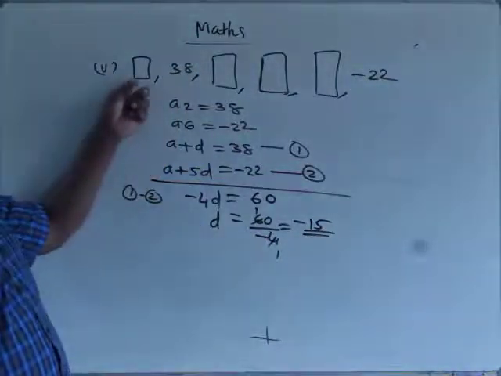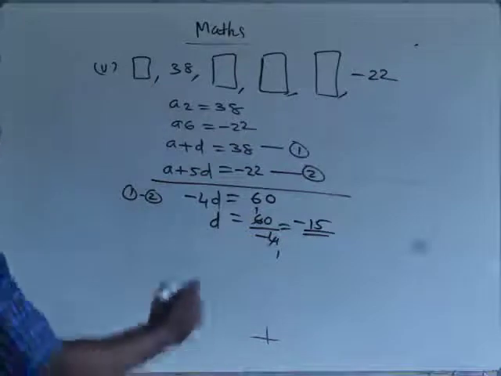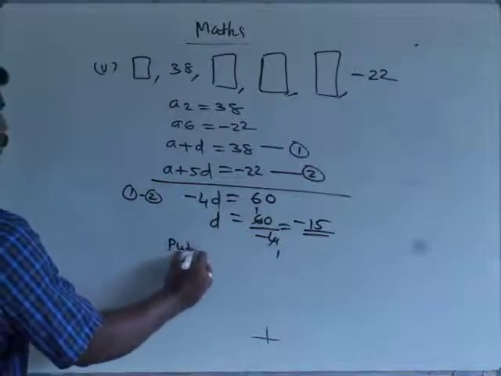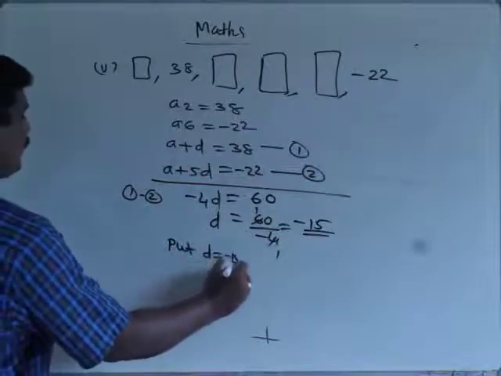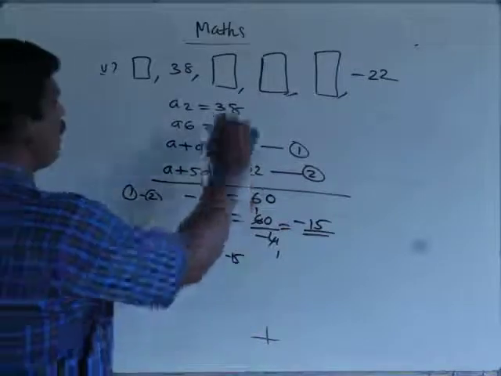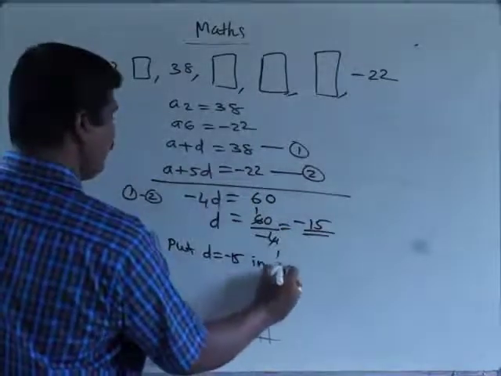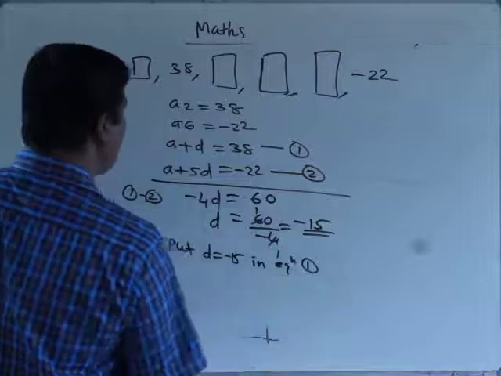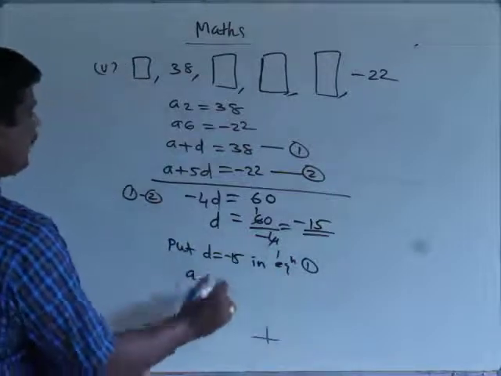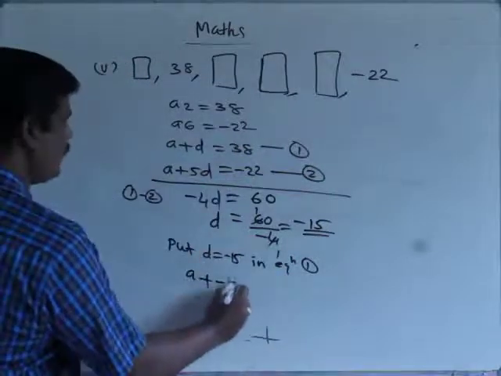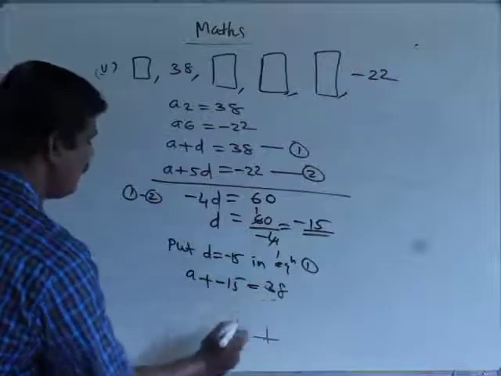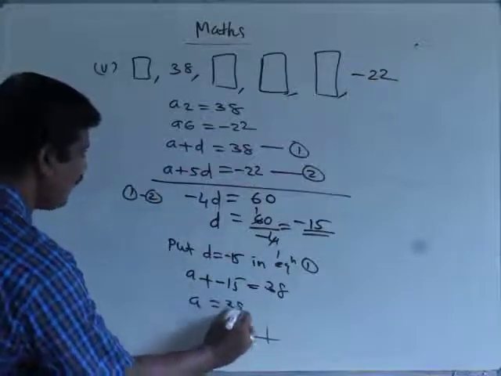Okay. Then find out the first term. So put D equal to minus 15 in equation 1. So A plus D, what is D? Minus 15 is equal to 38. That is A is equal to 38 minus 15.